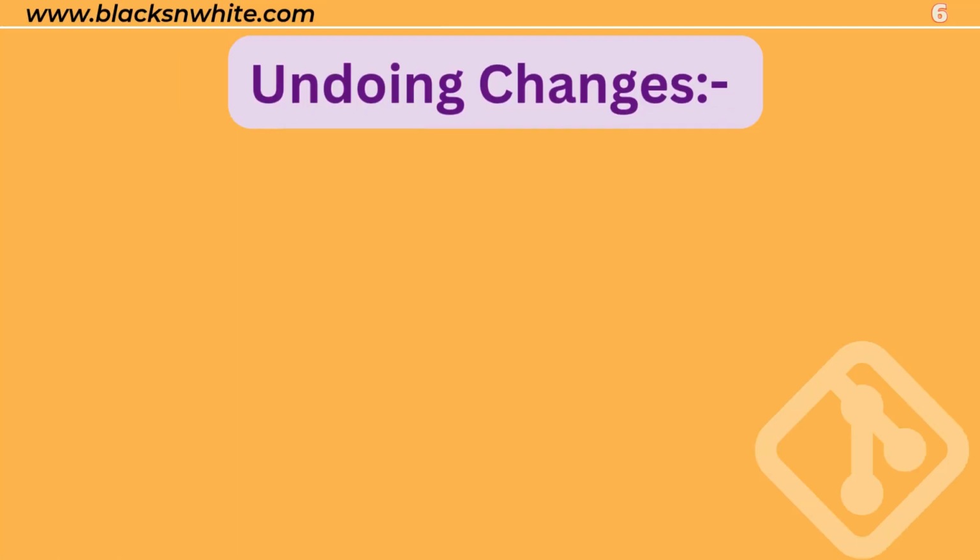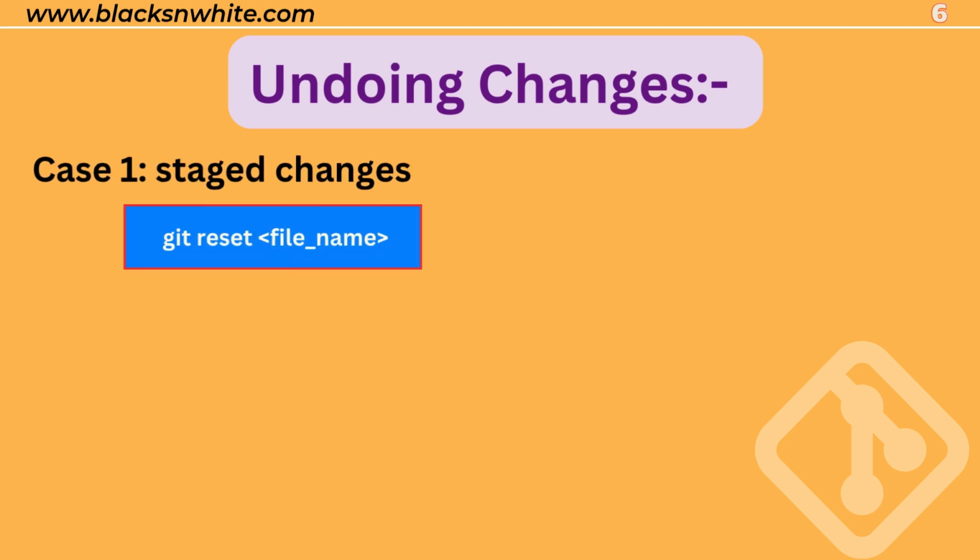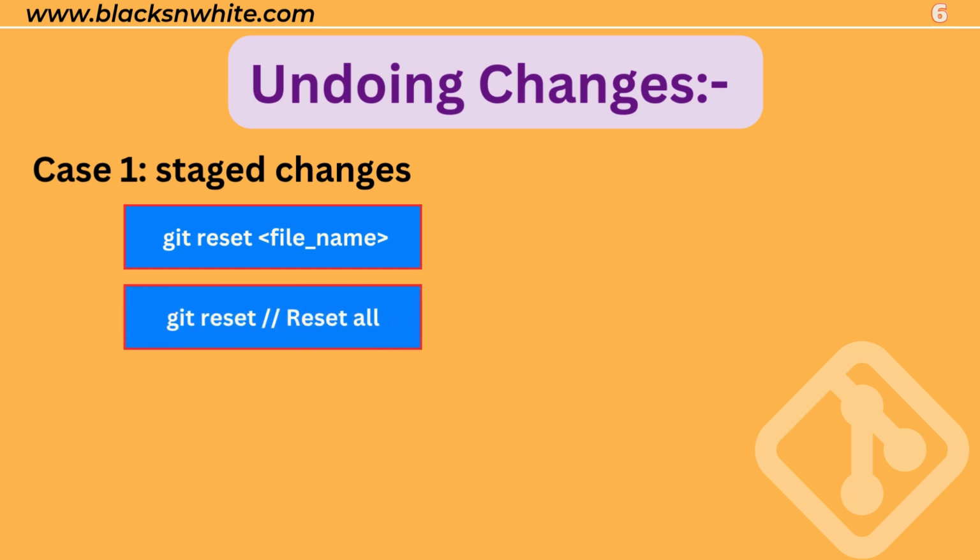This slide covers how to undo changes in Git, broken down into 3 cases. Case 1. Staged changes. Git reset <file_name>. This command unstages a specific file, moving it back to the unstaged state. Git reset. Reset all. This command unstages all changes that have been staged, returning them to their original modified state.